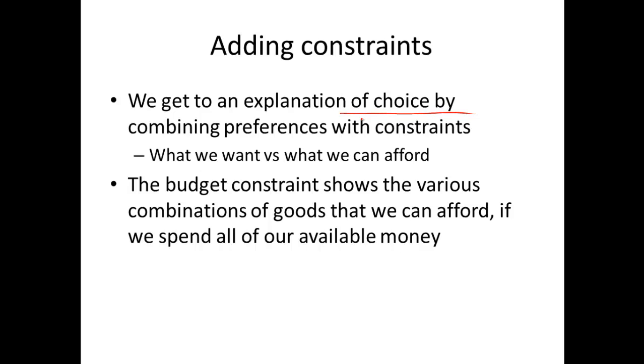And when I say choices, what I mean is, given prices and income, what quantity of each of the two goods, good X and Y, or apples and bananas or whatever, what quantities of the goods does the individual choose when facing particular prices and income? So we get to an explanation of choice by combining preferences that we've already talked about with the constraints that we'll talk about now. This is really just the distinction between what we want, preferences, and what we can afford, the constraints. So literally, the budget constraint shows the various combinations of goods that we can afford if we spend all of our available money.